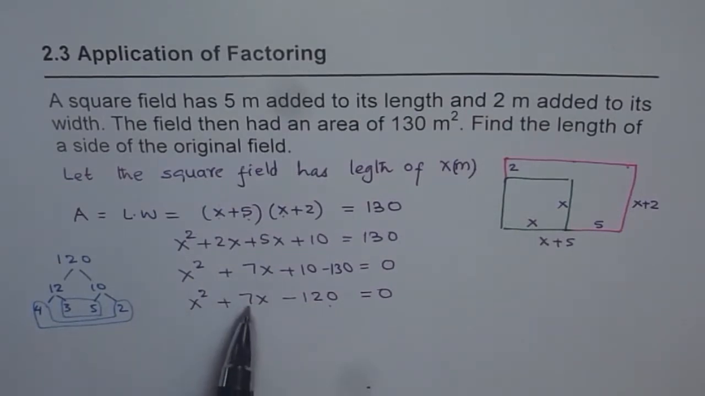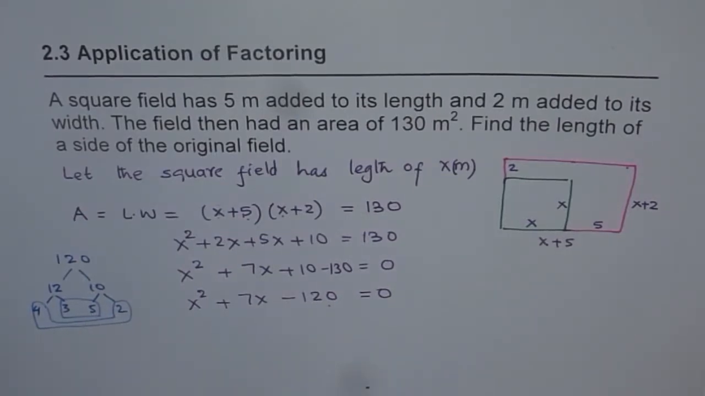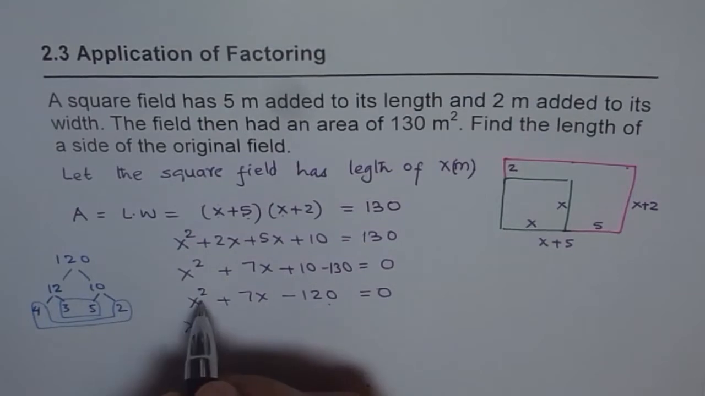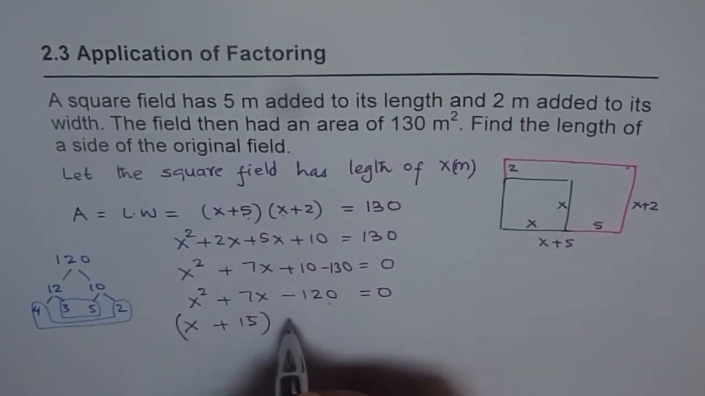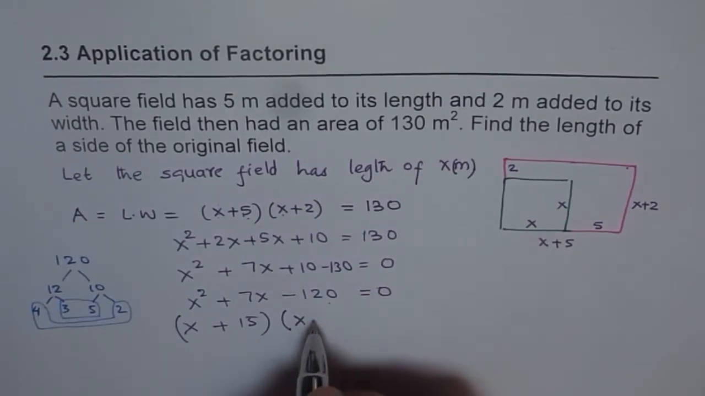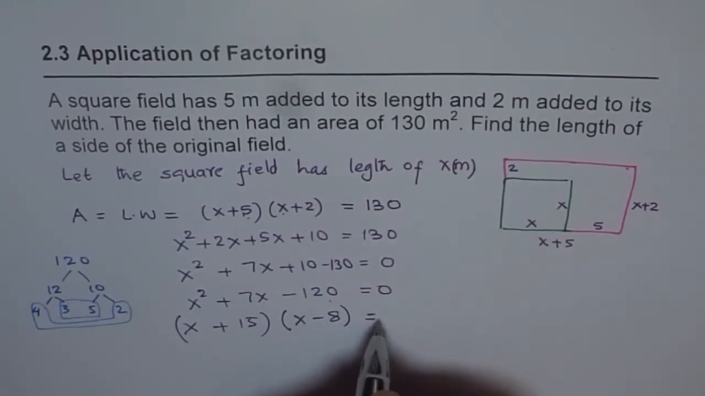So since you need positive 7, we have to have opposite signs. So we can split this. So we have two numbers here, and the numbers are 8 and 15. 15 has to be positive, and therefore we can write our solution here kind of. We can factor this and write this as x plus 15 times x minus 8 equals to 0.